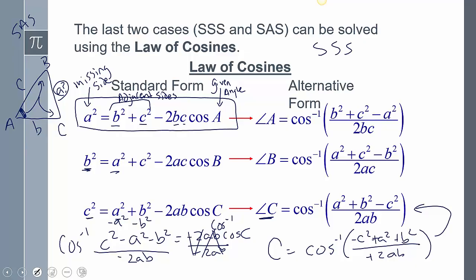Just be careful when you input. You need to make sure that you have parentheses around the values that you're inputting, because you don't want to accidentally square that minus. When that happens, a lot of bad things happen. So we don't want that to happen.